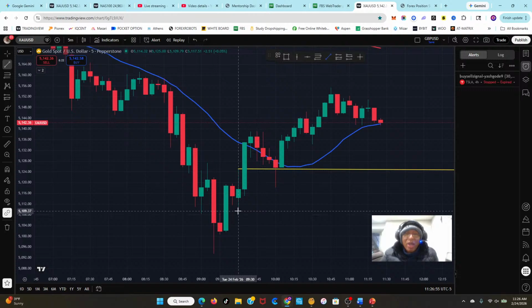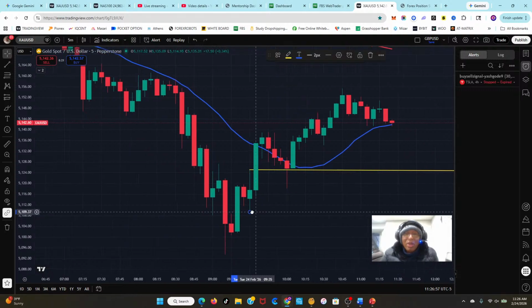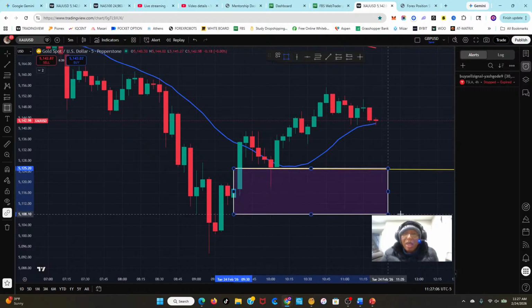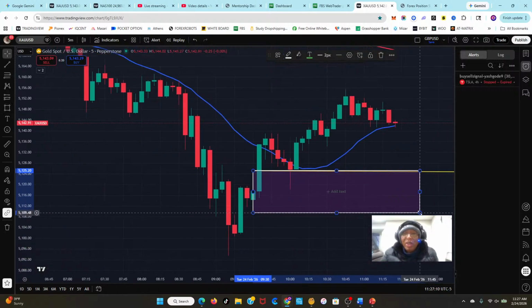Or we can just draw a line. Or we even use rectangles. I mean, I even use triangles. Sorry. I can use the triangle tool right there. Just put that there. And we go down like that. And just boom, like that. So, that is our point of interest.